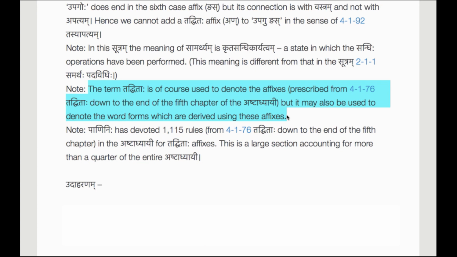Technically speaking, it should be called tadhita ghatitam pratipadikam. Why ghatitam? Why not tadhita antam? Because as mentioned, sometimes the tadhita affixes may not come at the end and they may be infixed in some cases. So that is why we say tadhita ghatitam. But most of the time the term ghatita is left understood and the word forms which are formed using the tadhitaha affixes are also called tadhitaha. Please keep this in mind, that it is not just the affixes but also the word forms constructed using these affixes.